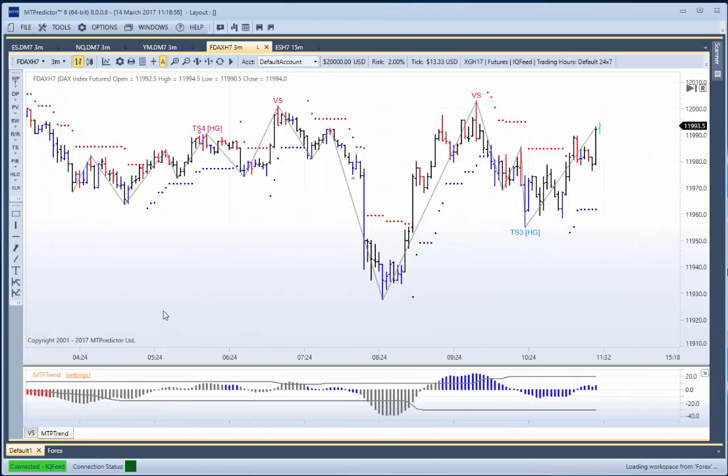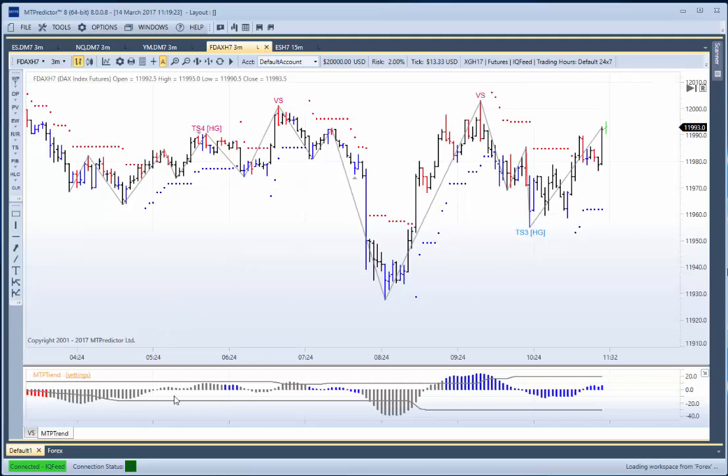Now remember, I like to look at multi-time frame analysis. In other words, look at the higher time frame, which if you're trading a daily chart would be a weekly. If you're trading, say, a 15-minute forex, would be an hourly. But if you're trading a 3-minute chart like this, it would be a 15-minute chart. In other words, a time frame between 3 and 5 times higher than you're actually trading.